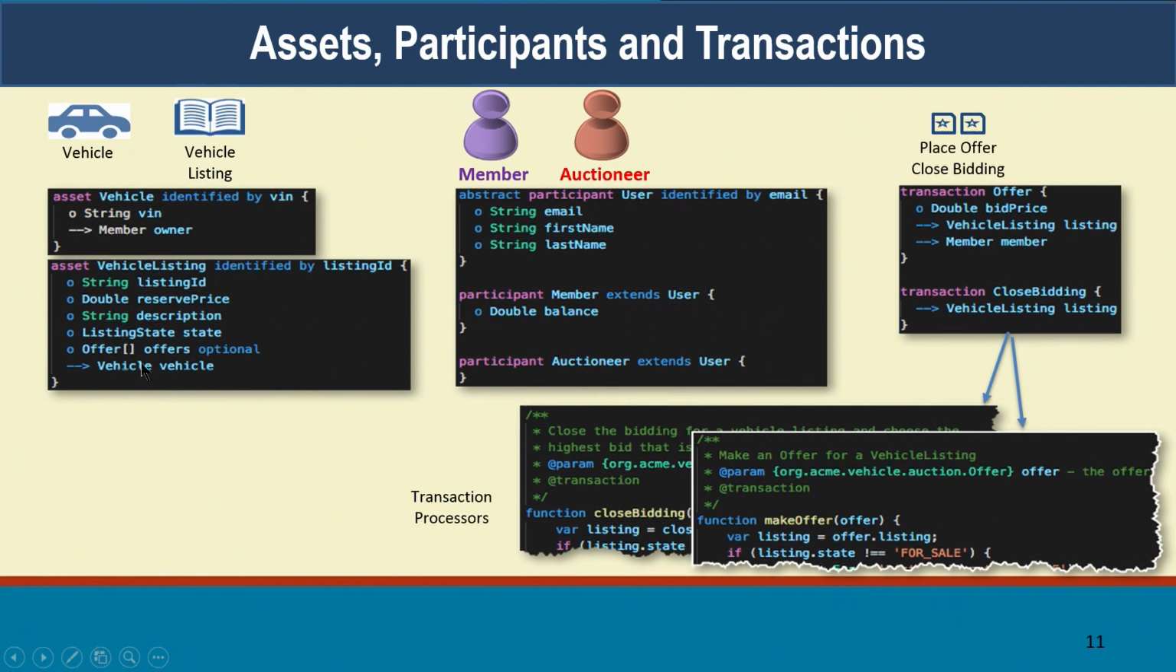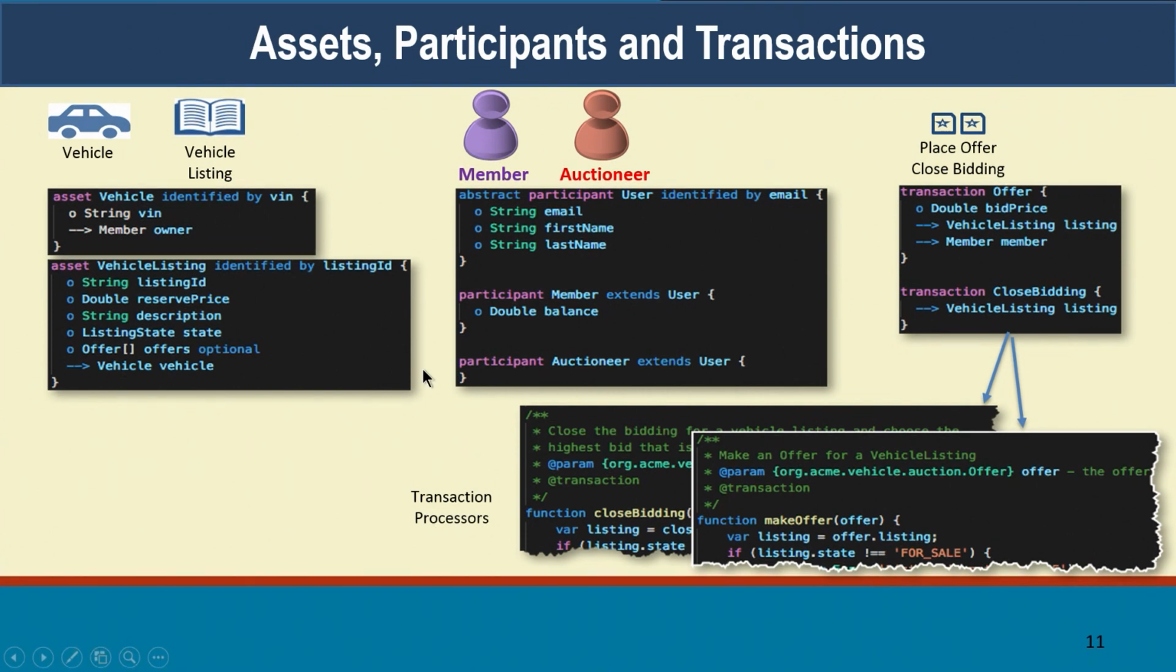And there could be multiple offers that are placed. Initially it will be empty, but each time an offer is placed, it will get added to the array of offers. And it has a relationship to a particular vehicle. So each listing will be associated with a particular vehicle. Again, it's a relationship to the vehicle asset. So this way you can easily think of it as business constructs. Here, if you look at it, I've only noted it in terms of vehicles, listing, members, and the placing of a bid and so on.